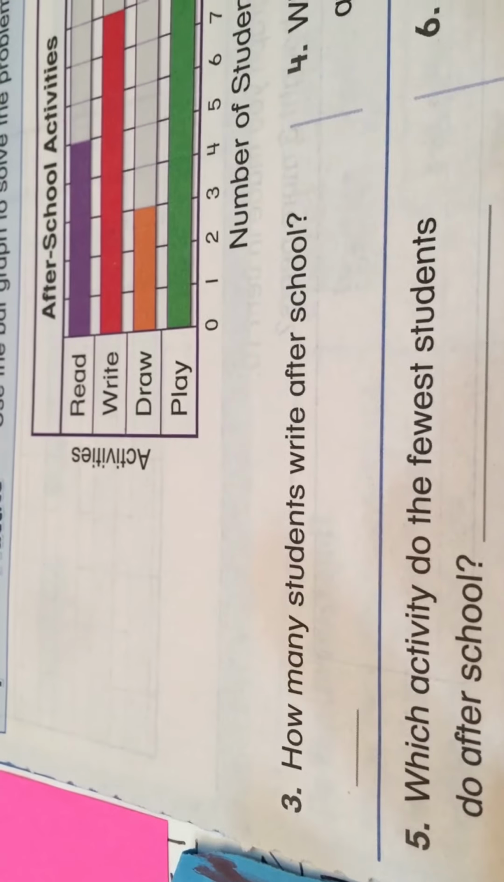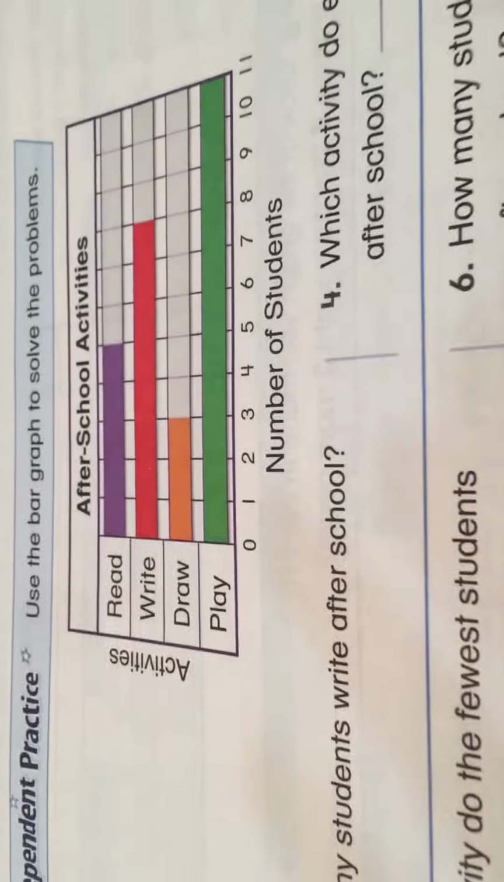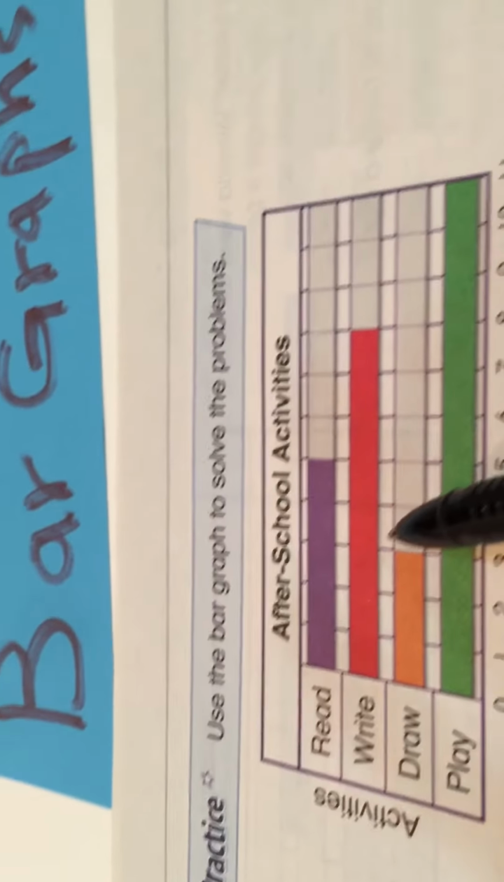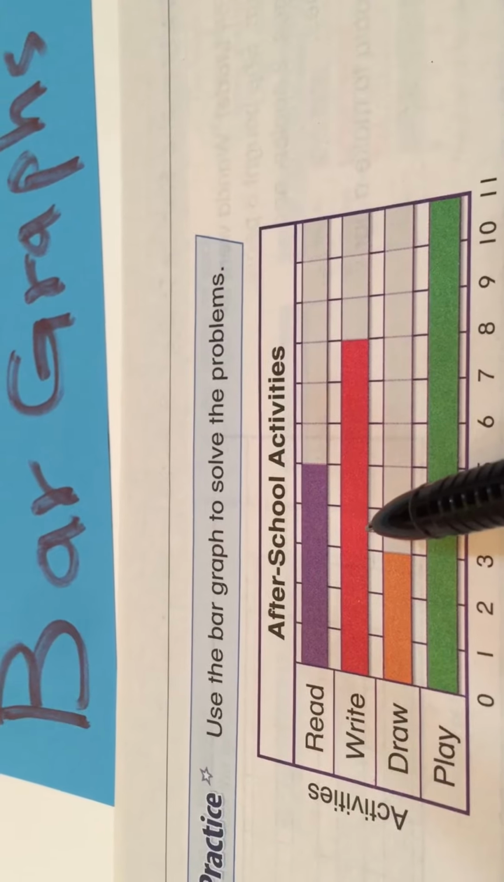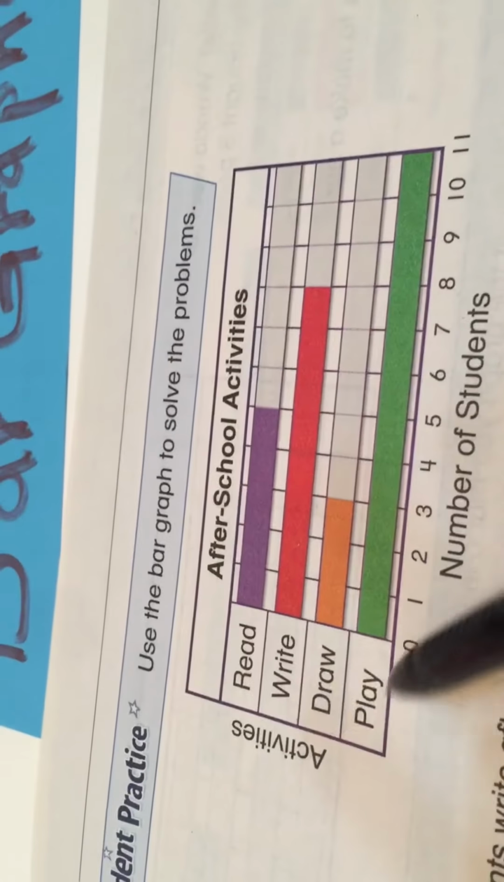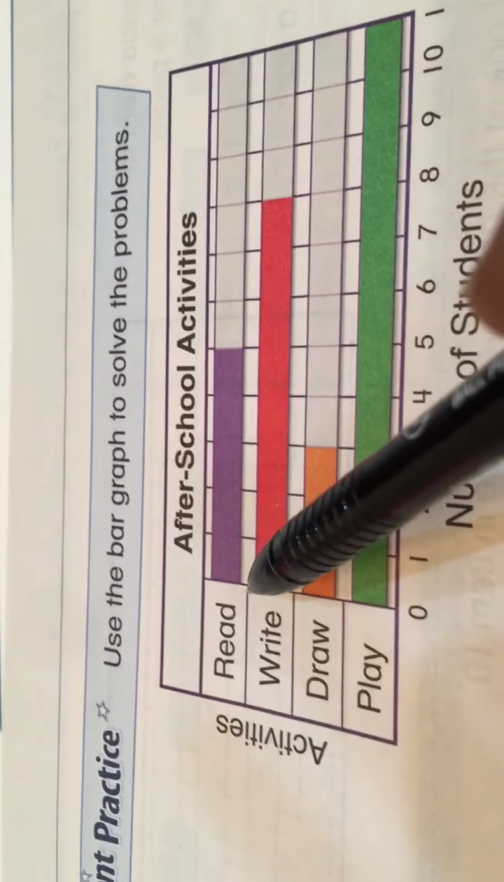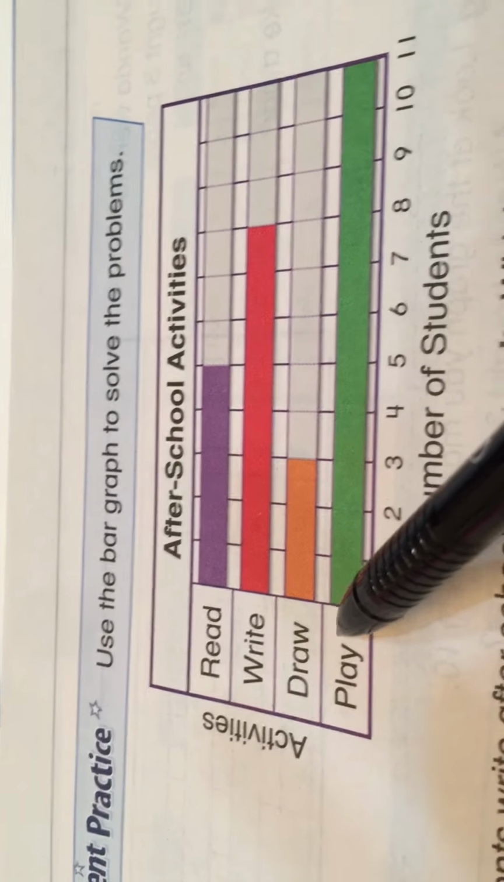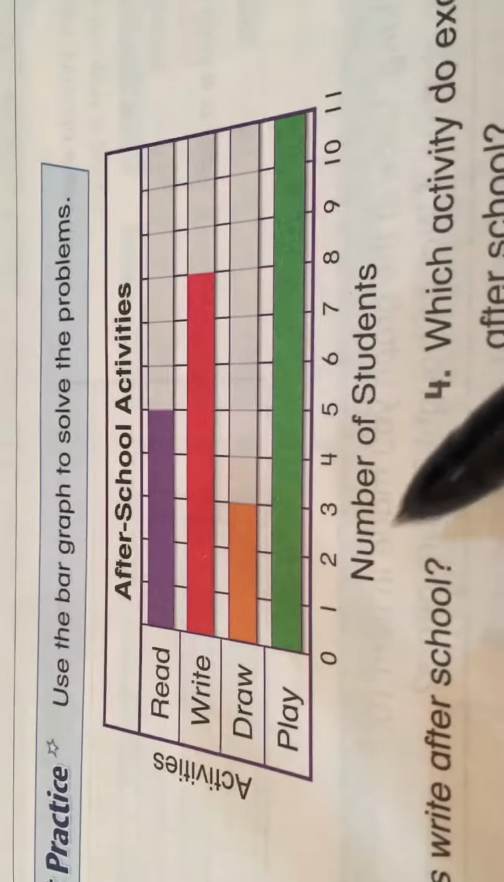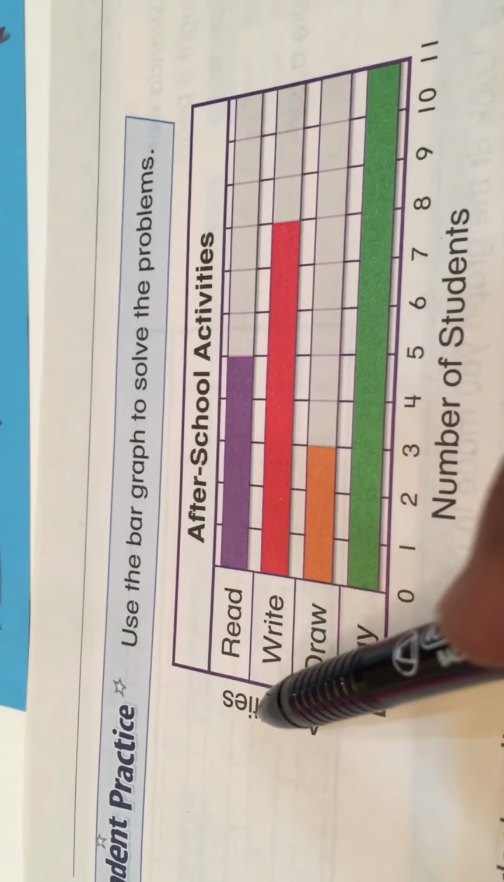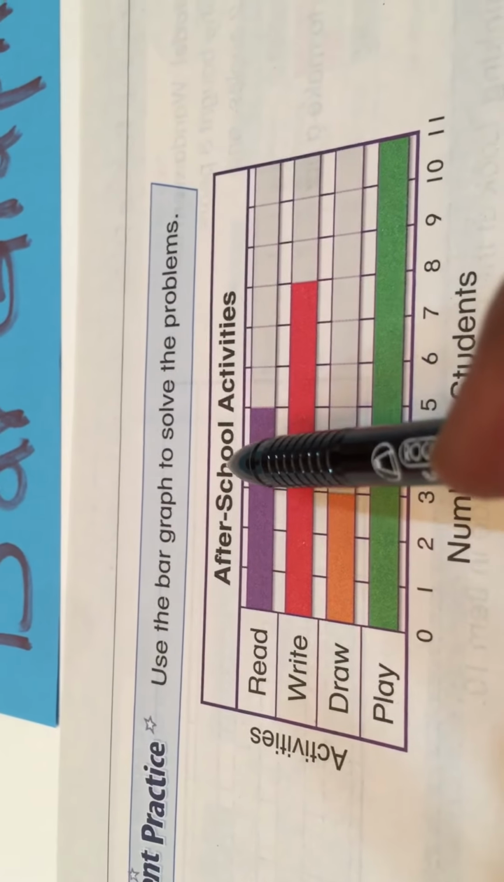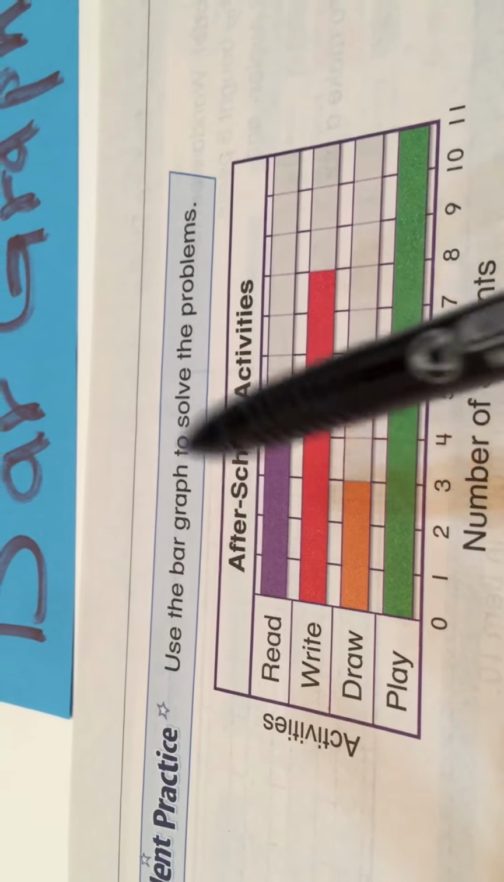Number 3, they said how many students write after school. The bar graph is about after school activities. Some students are doing different activities after school. Some students read, some write, some draw, some play. Here is the number of students, and here is the activity they are doing after school. Our label, or our title, is After School Activities.